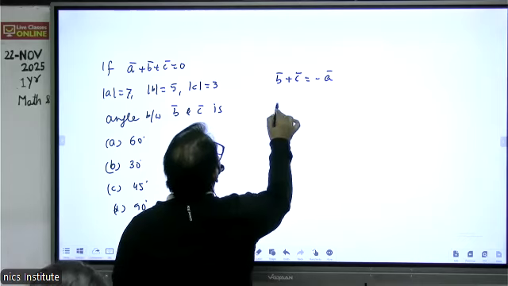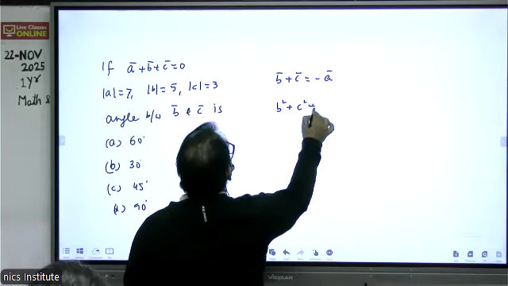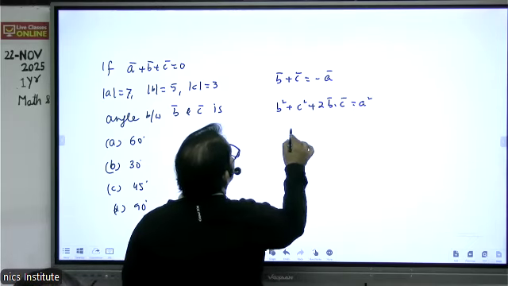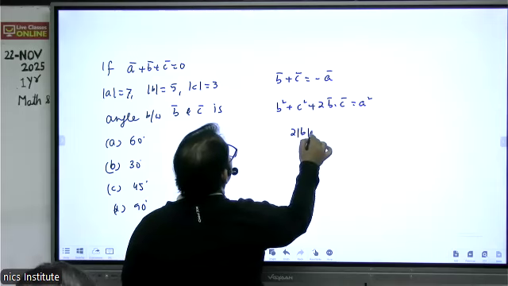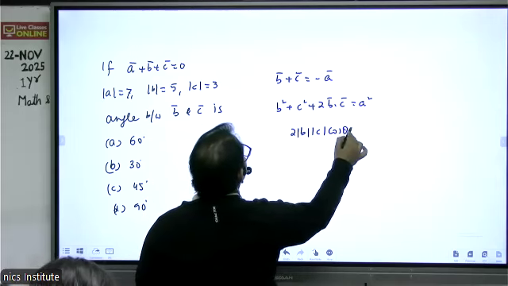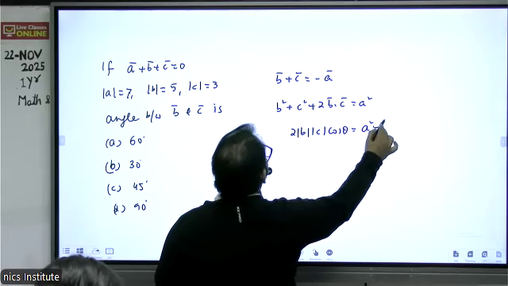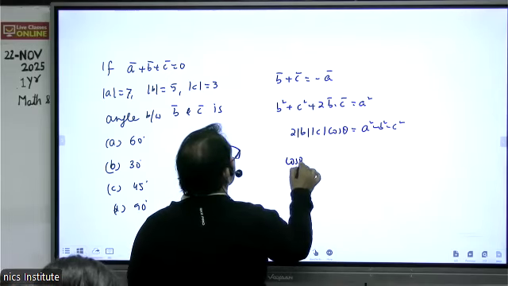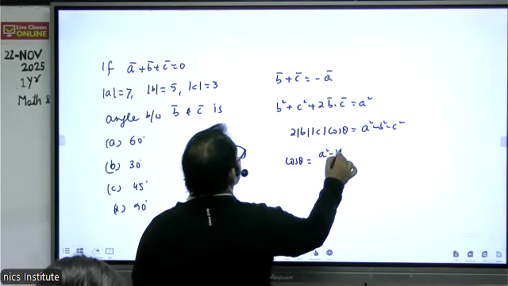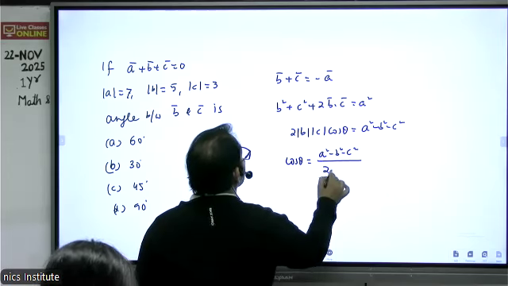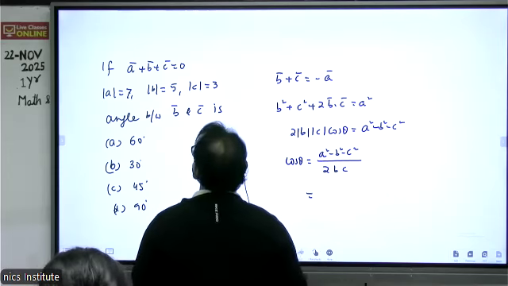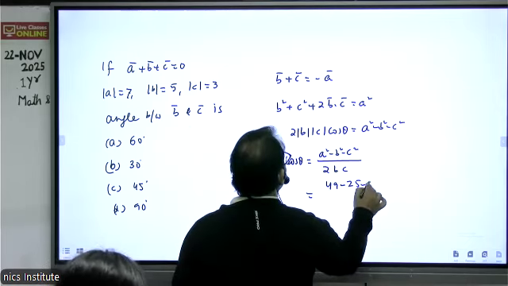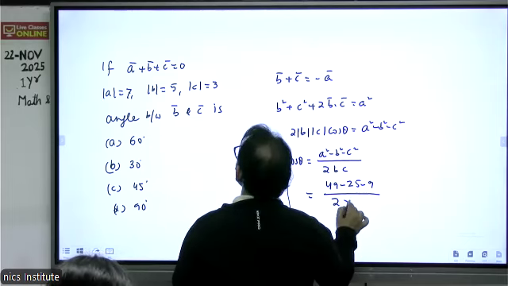ठीक है. सो विल बी b square plus c square plus 2b dot c equals to a square. So b dot c would be b magnitude c magnitude cos theta, the angle between them, and it is a square minus b square minus c square. Cos theta आ जाएगा. So cos theta is a square minus b square minus c square by 2bc. Value substitute कर दो. A is 7, 49 minus 25 minus 9 divided by 2bc.